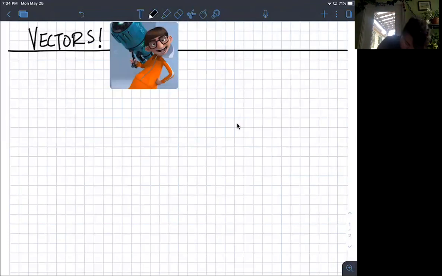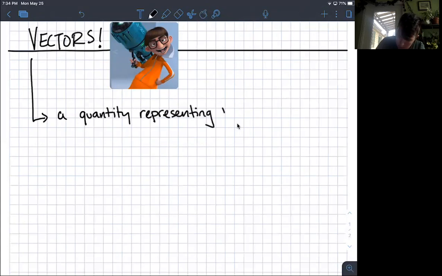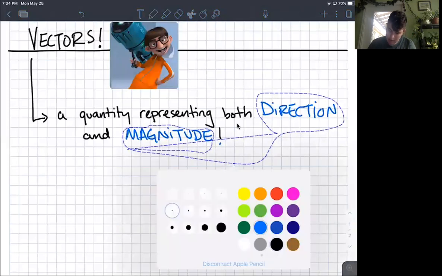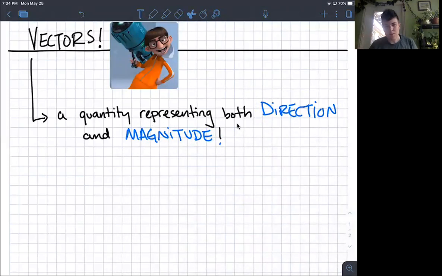So a vector is a quantity representing both direction. Actually, let's put that in all caps because this is important. Direction and magnitude, exclamation point, because we're super excited about it. And obviously I'm going to put those words in a different color because they need to be popping. So a quantity representing both direction and magnitude, right? That's what he does in the movie. It's a fun movie. You guys should watch it.